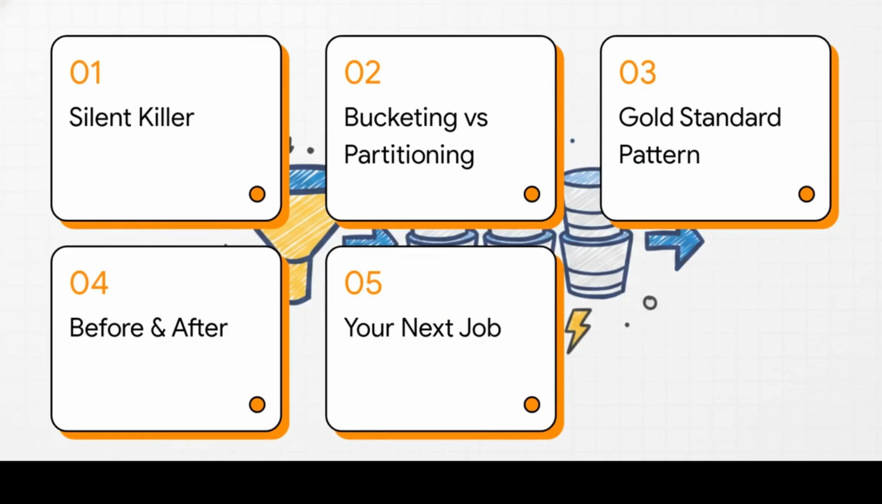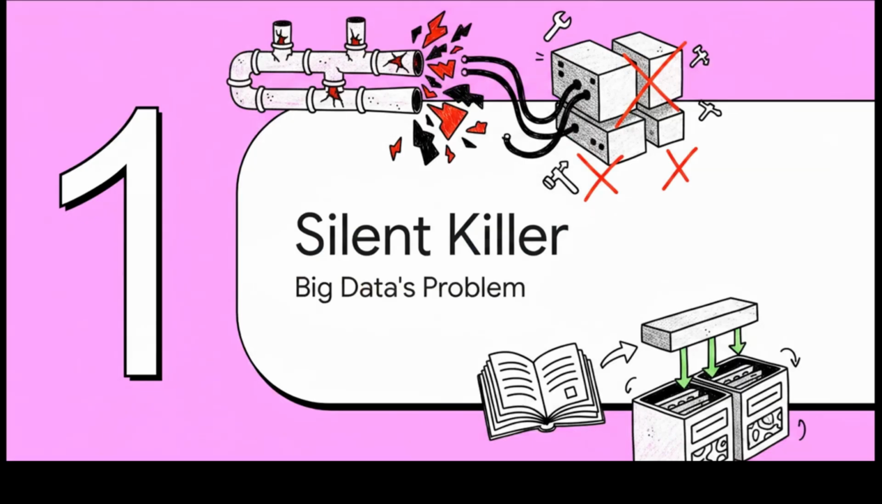Okay, let's dive into this with a quick roadmap. First, we'll look at big data's silent killer. Then, bucketing versus partitioning. Next, the gold standard pattern, followed by before and after bucketing. And finally, your next Spark job. Section 1, Big Data's Silent Killer. Understanding the problem and introducing the solution.